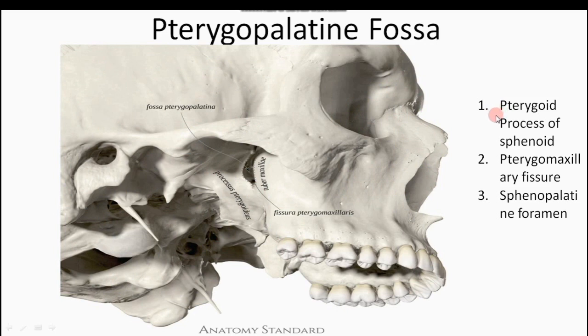Then pterygoid process. See that this is the pterygoid process of the sphenoid bone. This is the greater wing of sphenoid here, and this is the pterygoid process of the sphenoid, and here is the pterygomaxillary fissure.